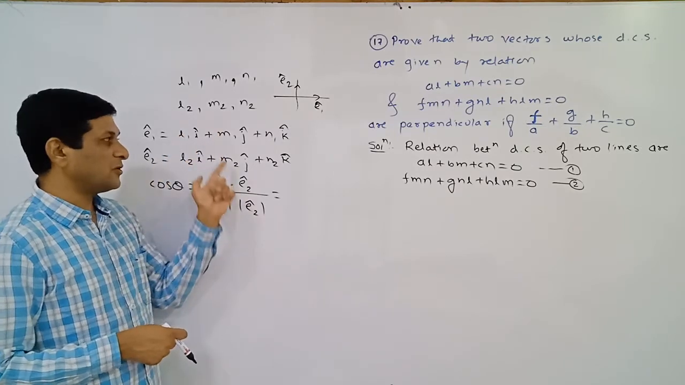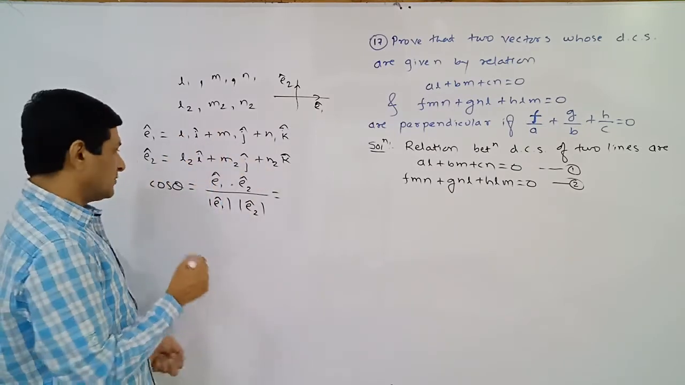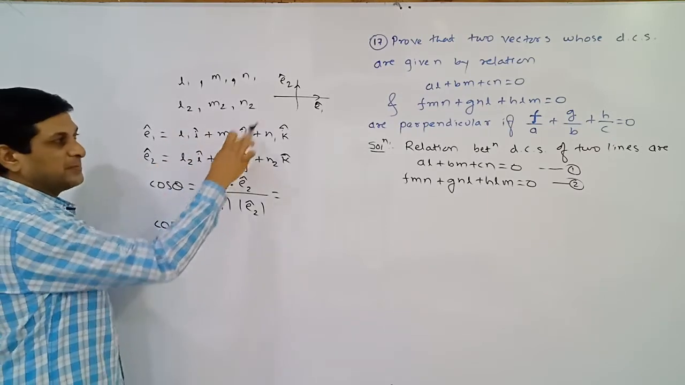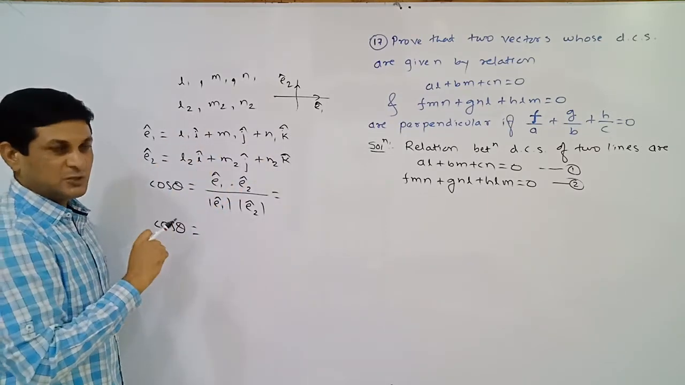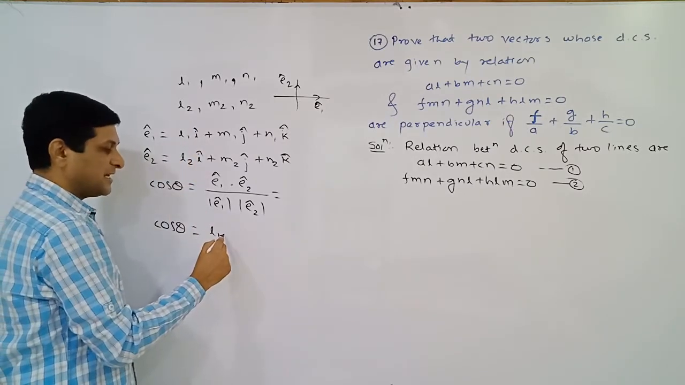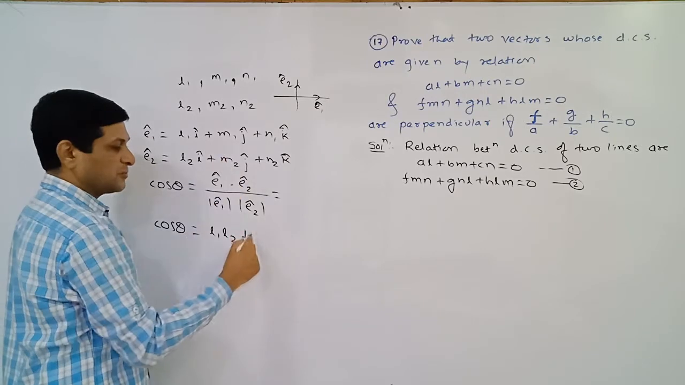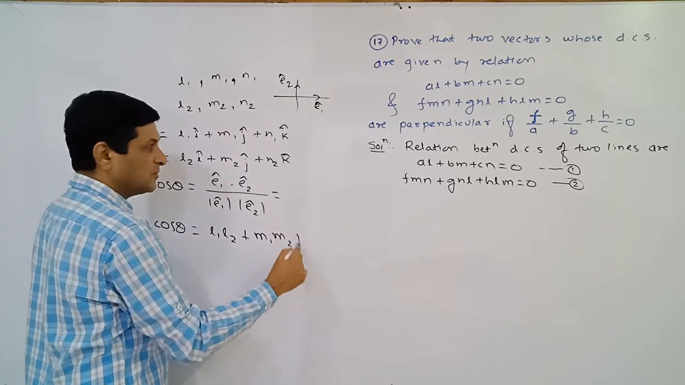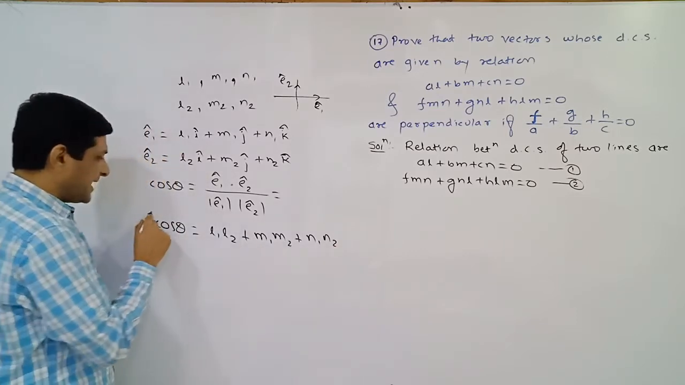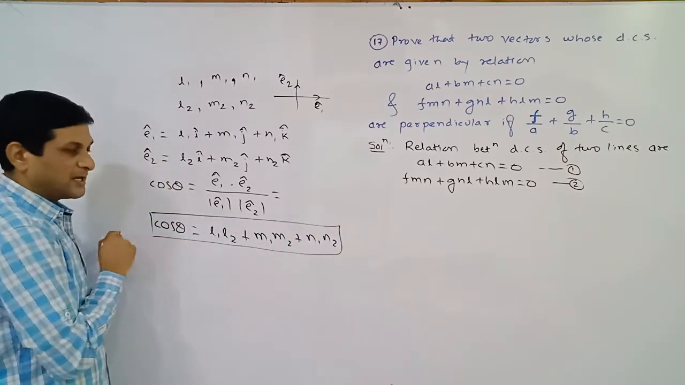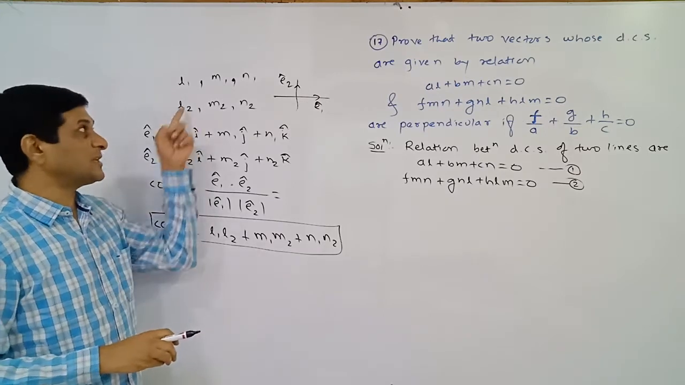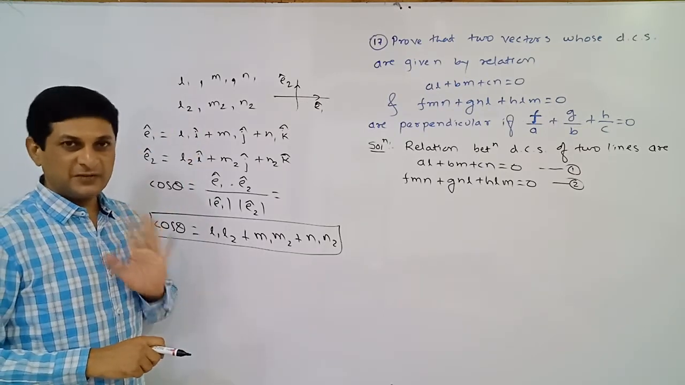Let us try to find out the dot product of these two vectors. So what will we get here? Cos theta is equal to, now these vectors are represented in what? Cartesian form. So the dot product is L1 L2, first take the product of the coefficients of i cap, L1 L2, plus the product of the coefficients of j cap, M1 M2, plus the product of the coefficients of k cap, N1 N2. Applying this formula, we are able to find the angle between two vectors or the angle between two lines if the direction cosines of the two lines are given to us.